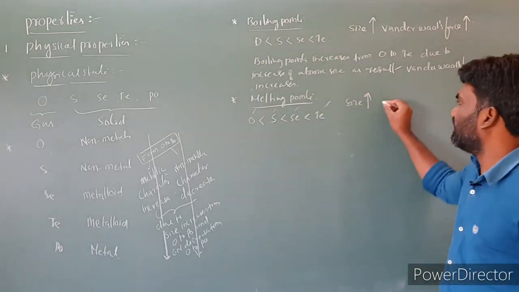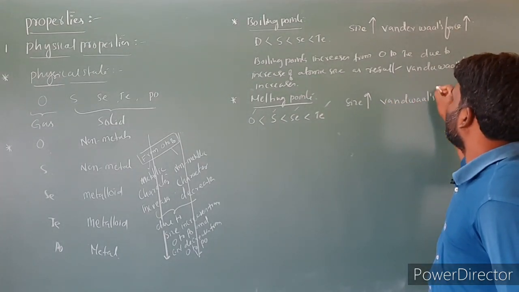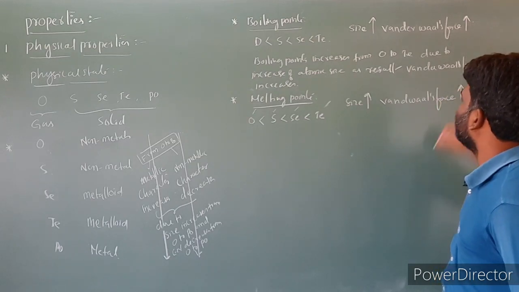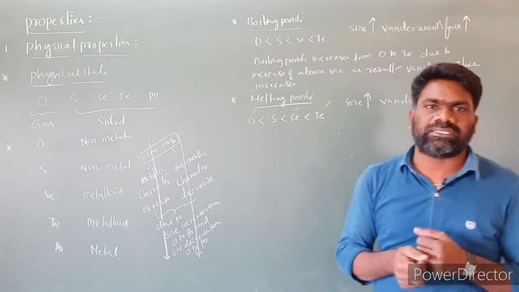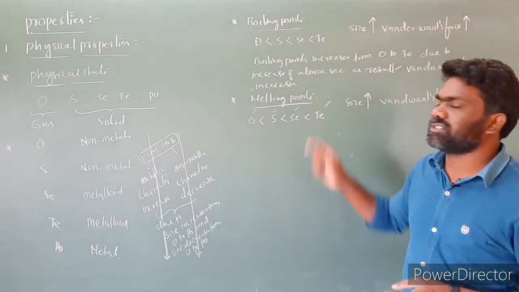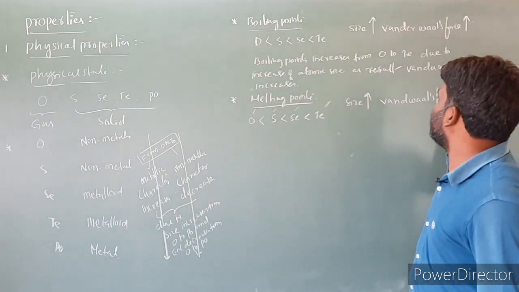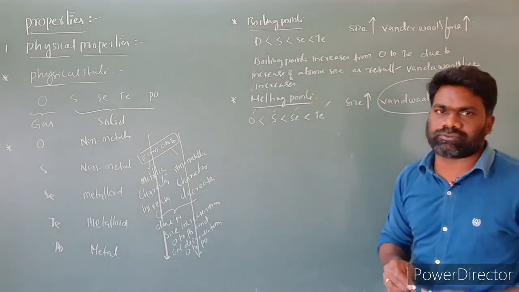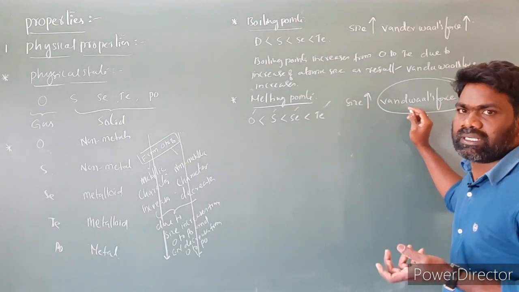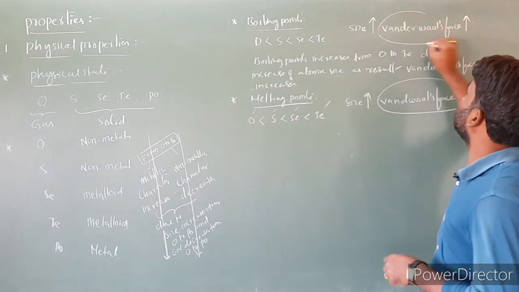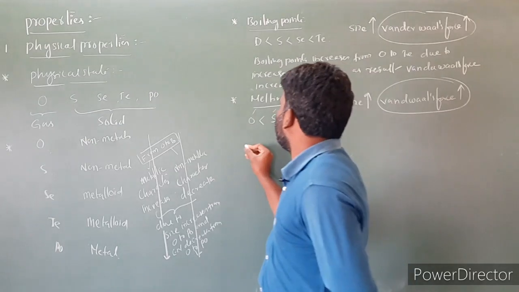Size increases, and as a result van der Waals force increases. When van der Waals force increases, the area of contact between the atoms or molecules increases. As a result, the melting points also increase. Even boiling points and melting points depend upon van der Waals force. If you take metals, it depends upon metallic bond strength. So as the force increases, melting points and boiling points increase. So this relates to the melting points.